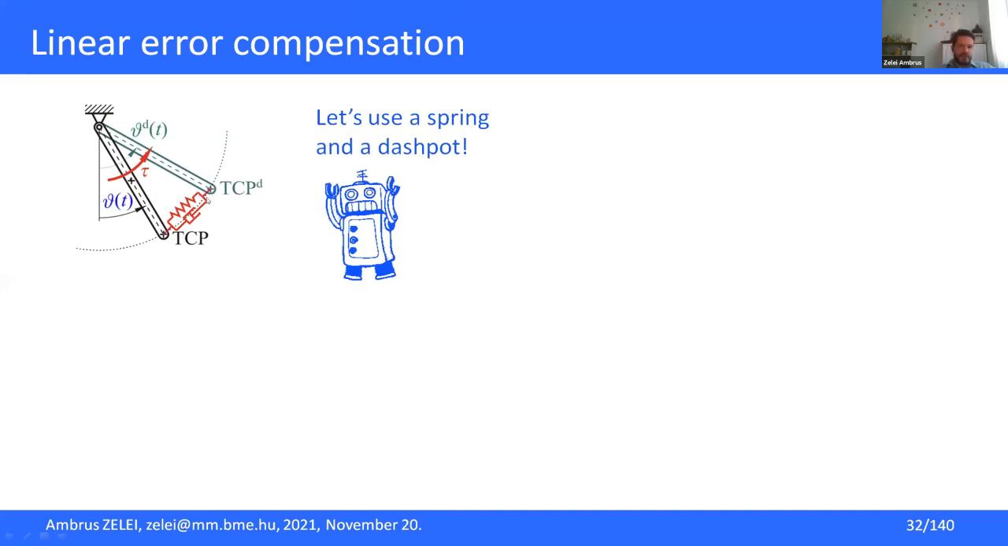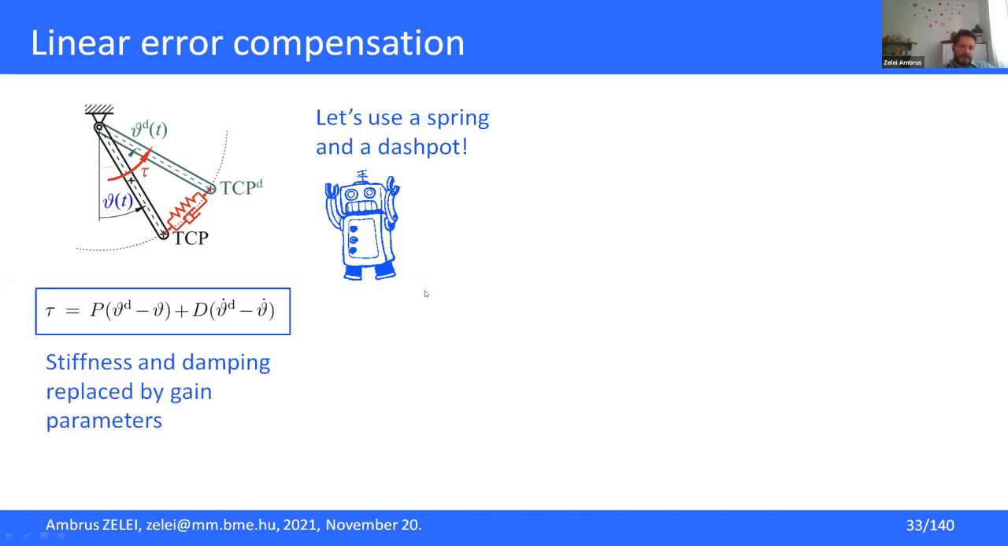So we imagine that there is a spring and a damper between the two. And from our vibration knowledge, we know that the tool center point will converge to the desired tool center point, or we will see it later if it converges or not. We feel with our engineering intuition that it will just pull close to the TCP desired. And it can be formulated in a simple equation.